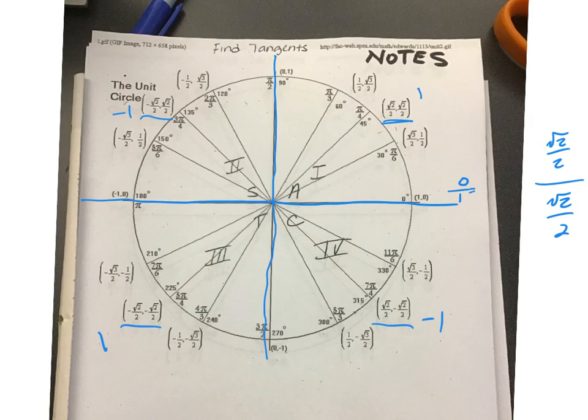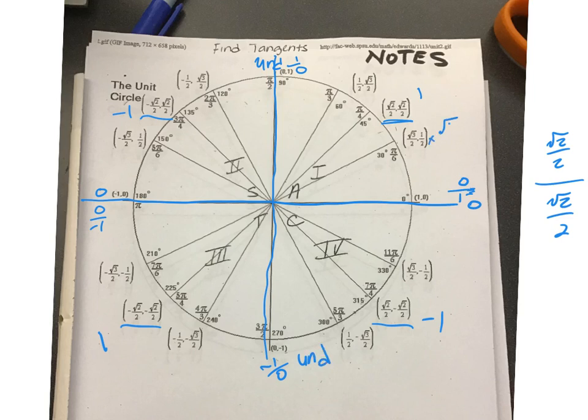Undefined? Nope. 0. This guy's going to be 0 over negative 1. What's that equal to? 0. This one's going to be 1 over 0. Undefined. That one's undefined. And this is going to be negative 1 over 0. That's also undefined.